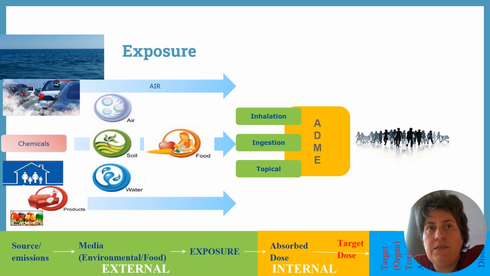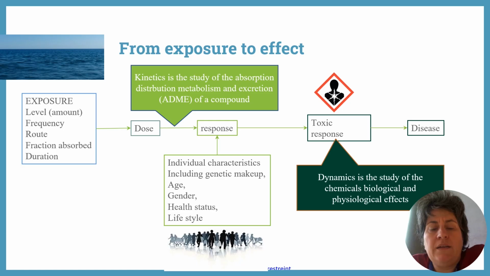What is metabolized, in some instances, can remain in the body and can lead to an adverse effect by targeting the organ and producing a toxicological effect. Kinetics is the study, as I said before, of absorption, distribution, metabolism, and excretion, also called ADME, of the chemical, and is actually what the body does to the chemical. On the other hand, dynamics is the study of the chemical, biological, and physiological effects. So what is the chemical doing to our body?